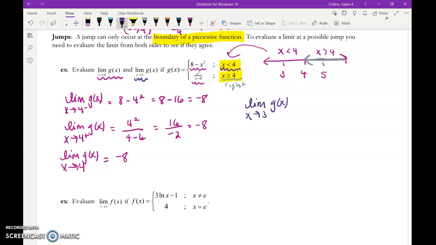So I'm only substituting that into 8 minus x squared. So that becomes 8 minus 3 squared. So 8 minus 9, and we get negative 1 for that.